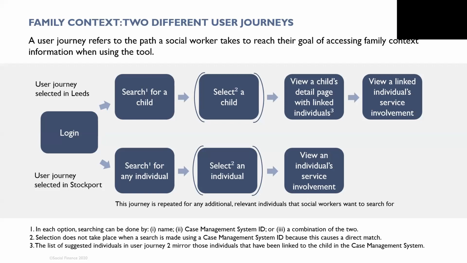The top one shows the user journey selected by leads. In this user journey, a social worker will log in, search for a child, select a child, view a child's detail page with linked individuals, and then go on to view linked individuals' service involvement. At the bottom, we have the user journey selected by Stockport. In this user journey, a social worker will log in, search for an individual, select an individual, and view an individual's service involvement. As you can see, there are parts of these user journeys that are common. However, there are some key differences, and I will explain these throughout the demonstration.